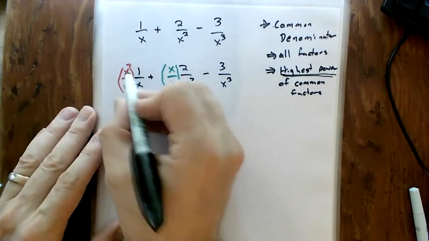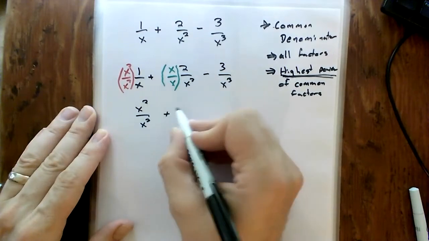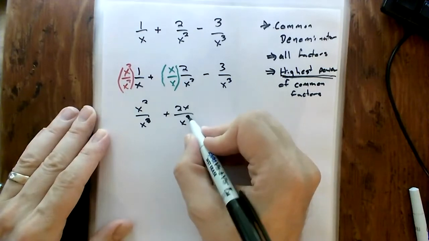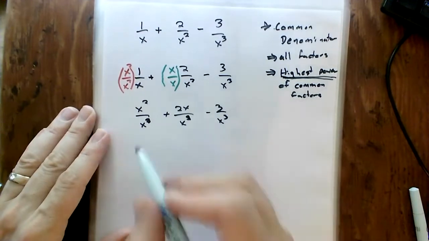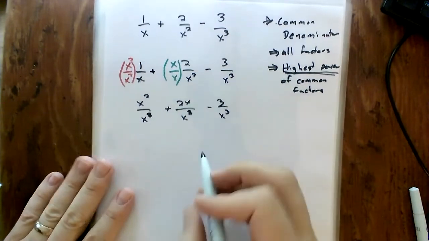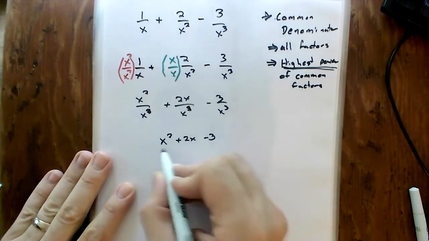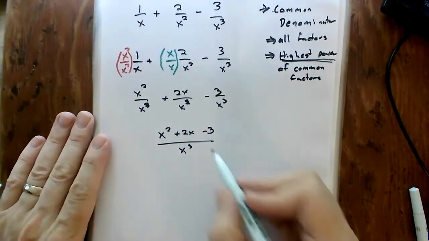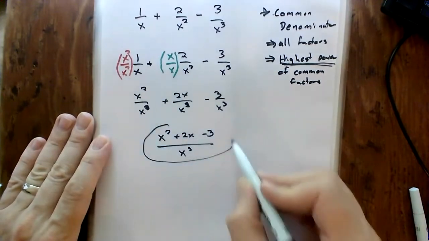Now when I multiply, I'll have x squared over my x cubed plus my 2x over my x cubed, and then minus 3 over my x cubed. At this point, I can add together my numerators, and I'm not doing anything to my denominators. So this is just going to be x squared plus 2x minus 3 over my x cubed. Now, it wouldn't hurt to factor my numerator, but it's not necessary. So I can be done right here.